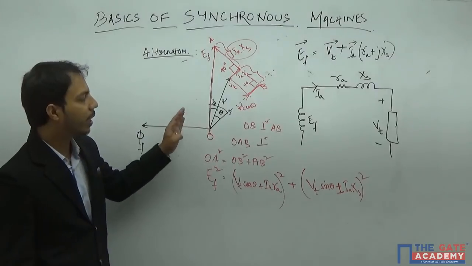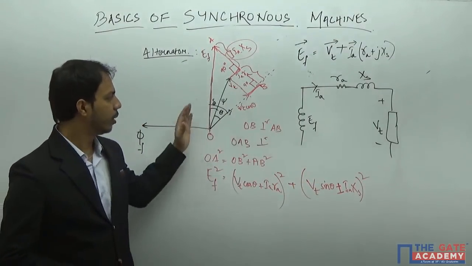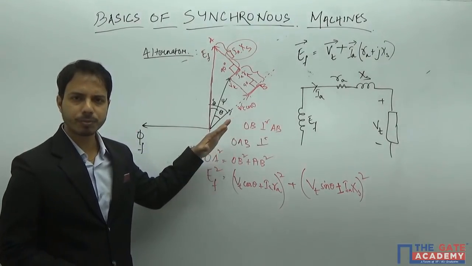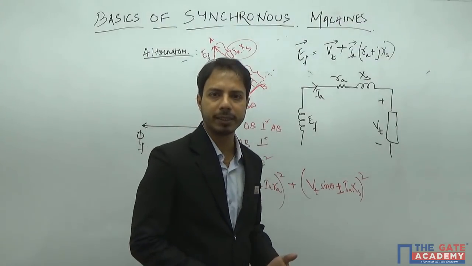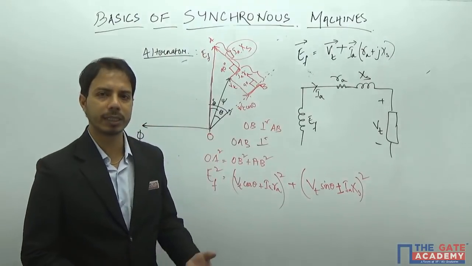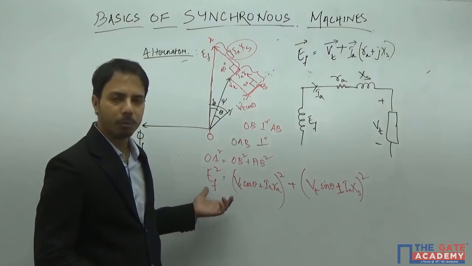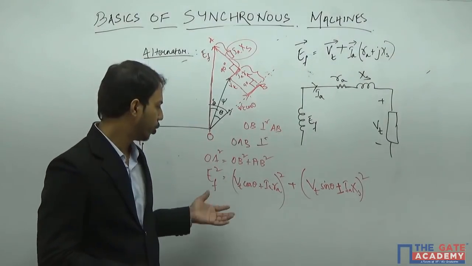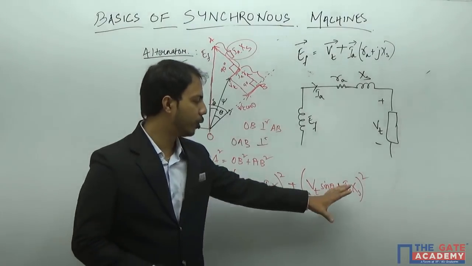So I know that if it is lagging, how to remember it? I'm giving a technique to remember this. If it is lagging, we know it is demagnetizing. And if it is demagnetizing, we know it should be overexcited. So for a lagging load, my EF value should be more. In that way you can remember. More means I should have a plus here. So that means for lagging load, I should have a plus.